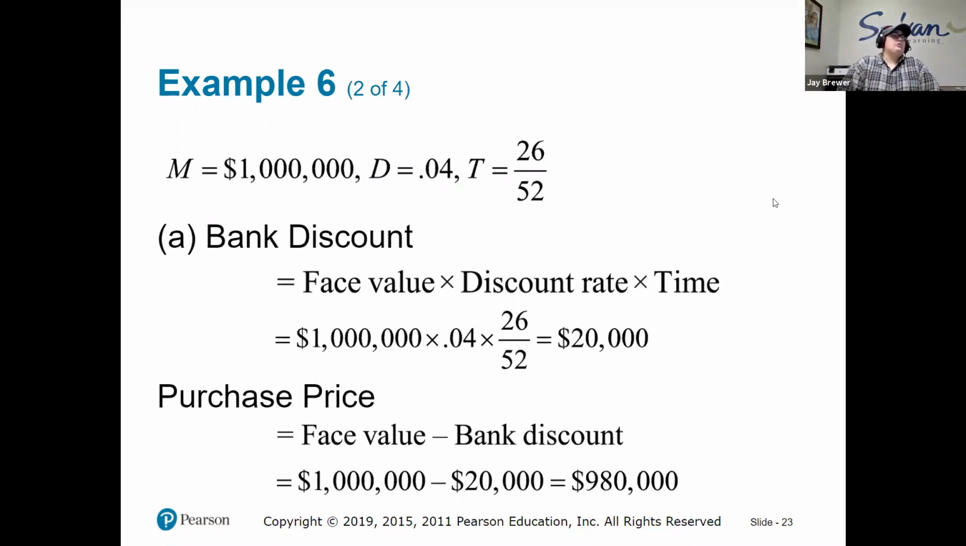Okay, so we know that they want $1 million face value. We know that the US offers a discount of 4% and that the time was given as 26 weeks. So the final purchase price is going to be $980,000.